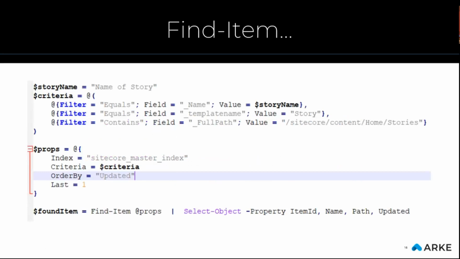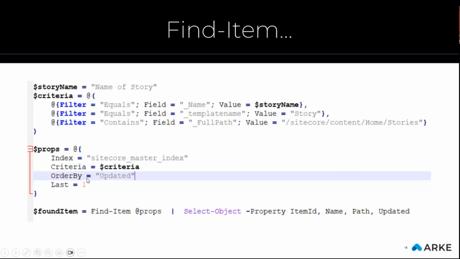Find-Item. So sometimes in Sitecore I need to find an item, and the only way to do it is to perform a search. So when that's the case, the Find-Item command down at the bottom is what I would use to perform that activity. Now, in terms of what I feed it as my search parameters, it starts with this props object where I'm telling it which index to use. I set the criteria with the criteria array that's up above.